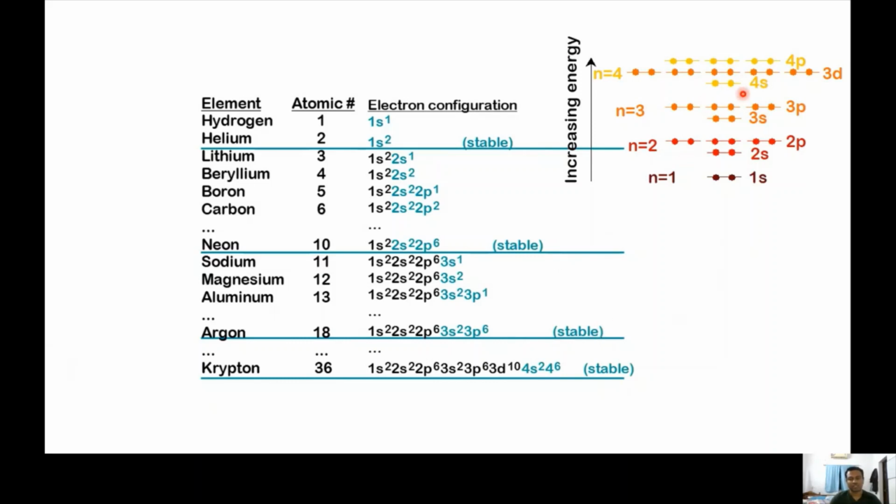Then after 4s, 3d comes, for other elements that we can see among the higher order elements with higher atomic numbers. So this is the atomic structure representation of the Bohr atom model. Hope you have understood. Thank you.